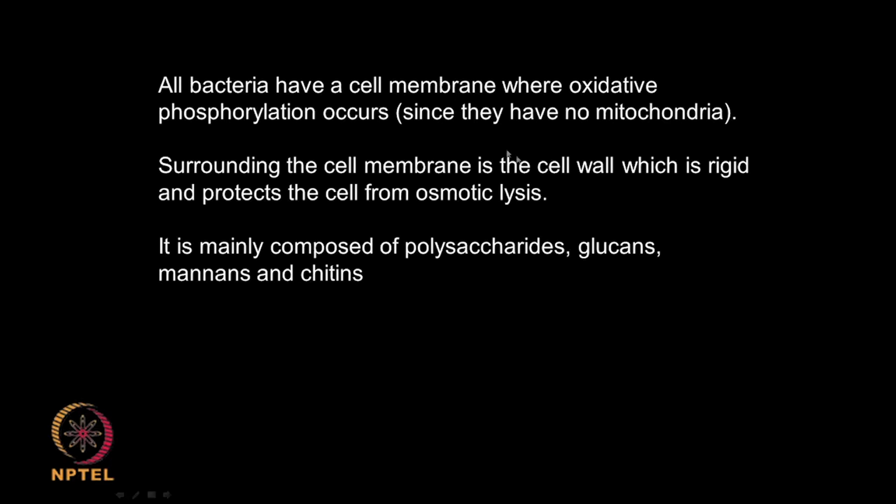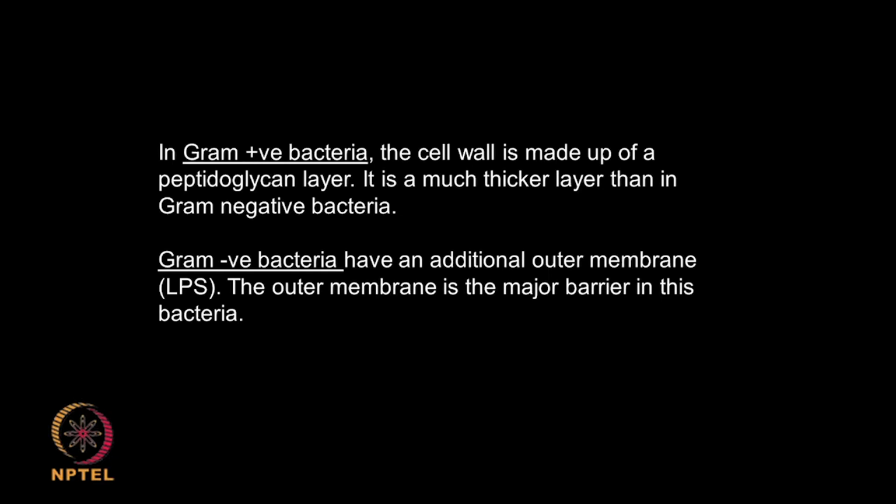Now surrounding the cell membrane is the cell wall, which is very rigid and protects the cell from osmotic lysis and other physical processes. They could be made up of polysaccharides, glucans, mannans, chitins and so on. So there is a cell membrane and then after that you have the cell wall. The difference between gram positive and gram negative is the presence or absence of the cell wall.